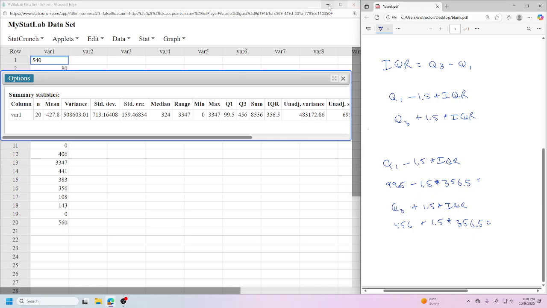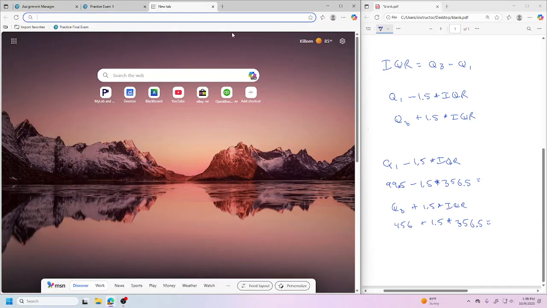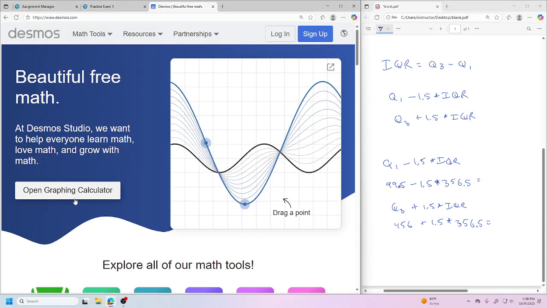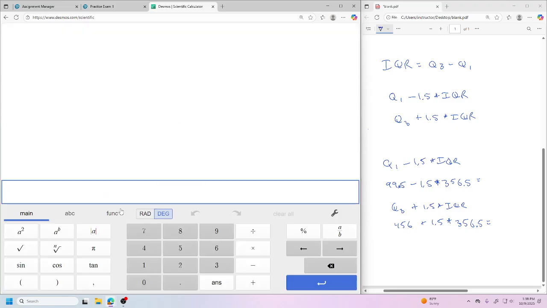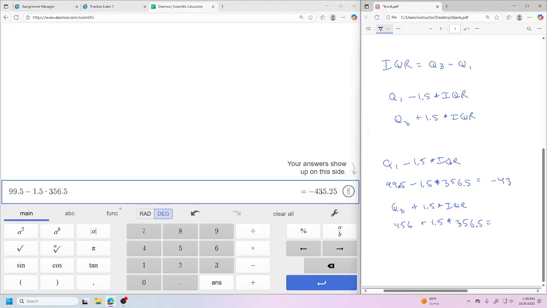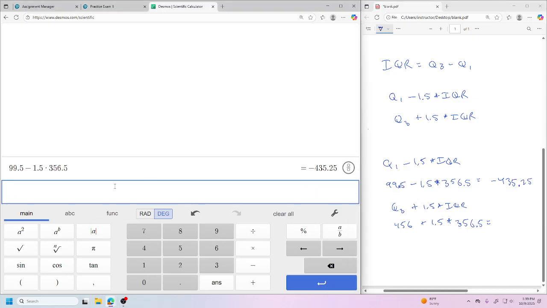Now I need to go to Desmos with it. Let me go to the Desmos calculator, and I just want to see where these limits are. So I got 99.5 minus 1.5 times 356.5. The range of the regular numbers, the non-outlier numbers, is between these guys here. So this is the range of the usual numbers.